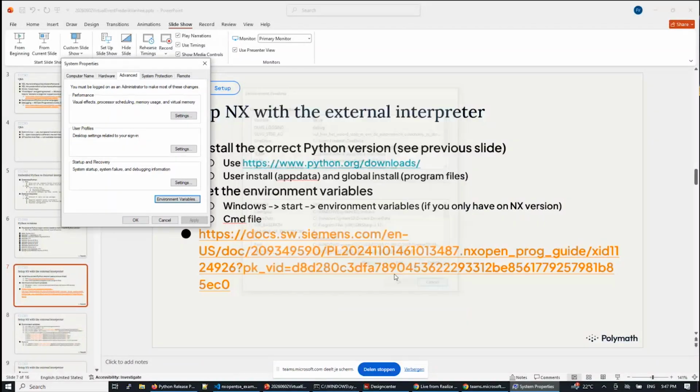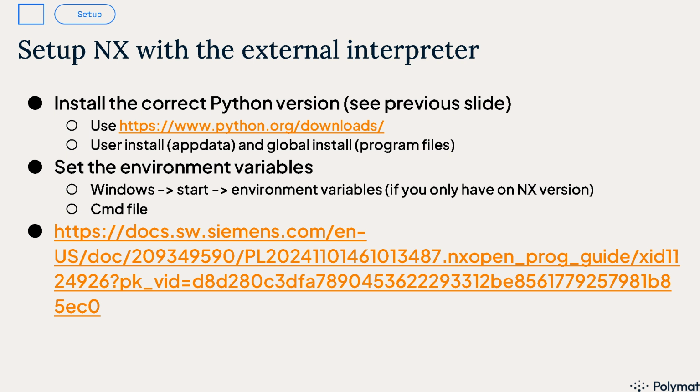But in this case, I will show you, it's a bit more clear, how you just define them in a command file and then just run NX from a command file. This is also explained in the documentation nowadays for later versions of NX. I'm not sure when it started, I think like 23, 24 maybe, that they started adding how to do that.